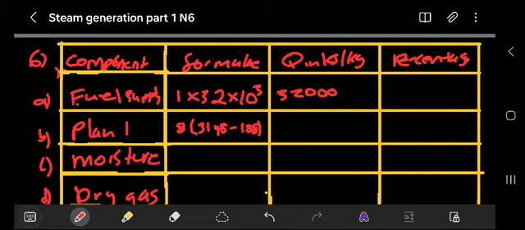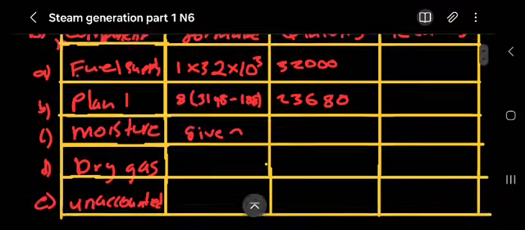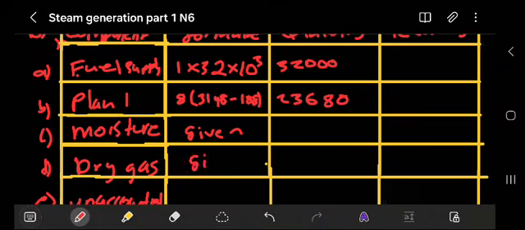8 into 3148 minus 188, we have 23,680, right? Then the heat of the moisture, it is given for us. This is given, and this was given. It was given, which is this of the moisture.